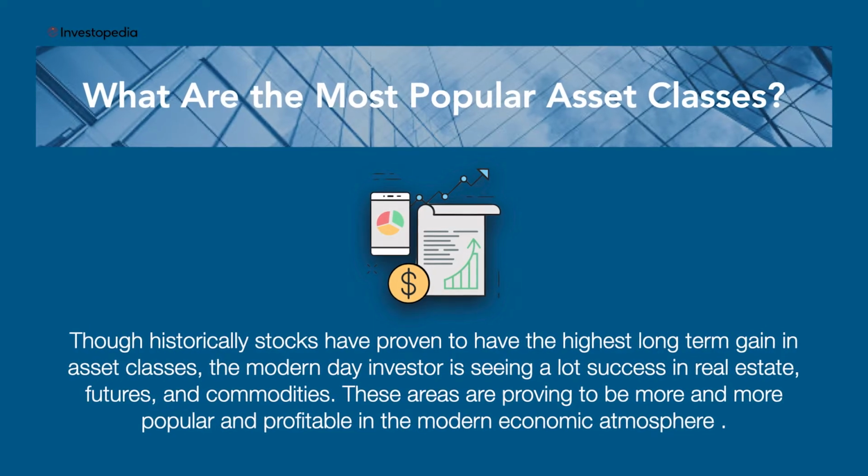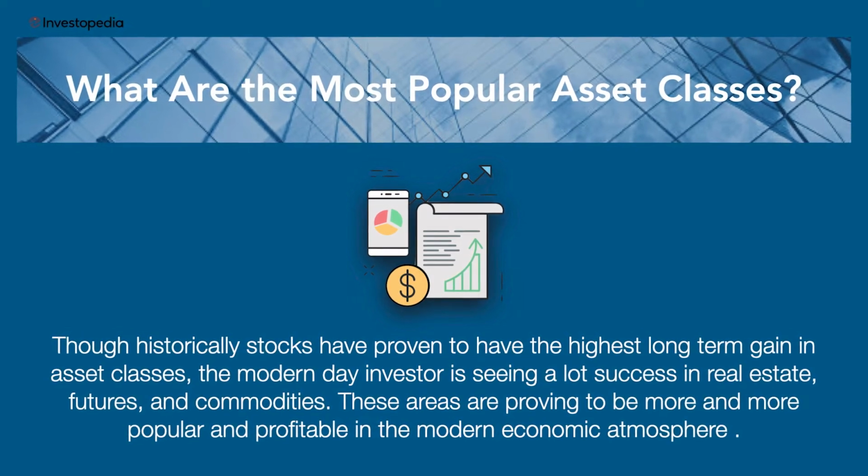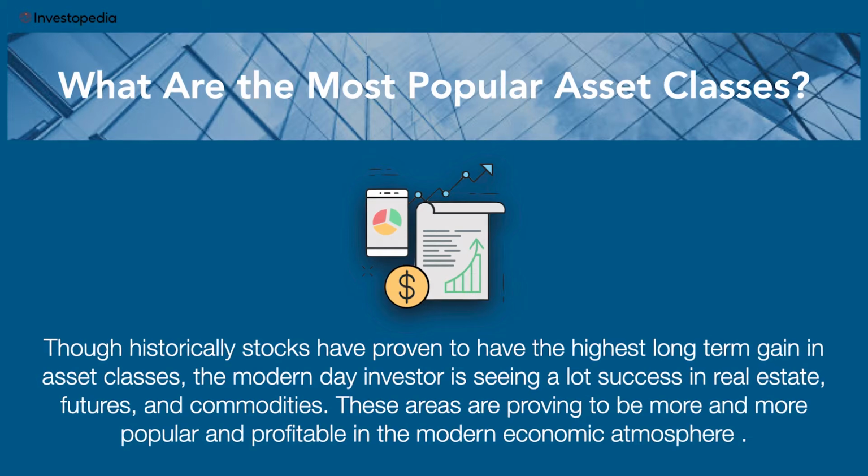The movement is so fast that this is where you've got to be careful, but at the same time, there is massive opportunity if you're properly positioned with your dollars. So what are the most popular asset classes? Historically, stocks have proven to have the highest long-term capital gain among asset classes.